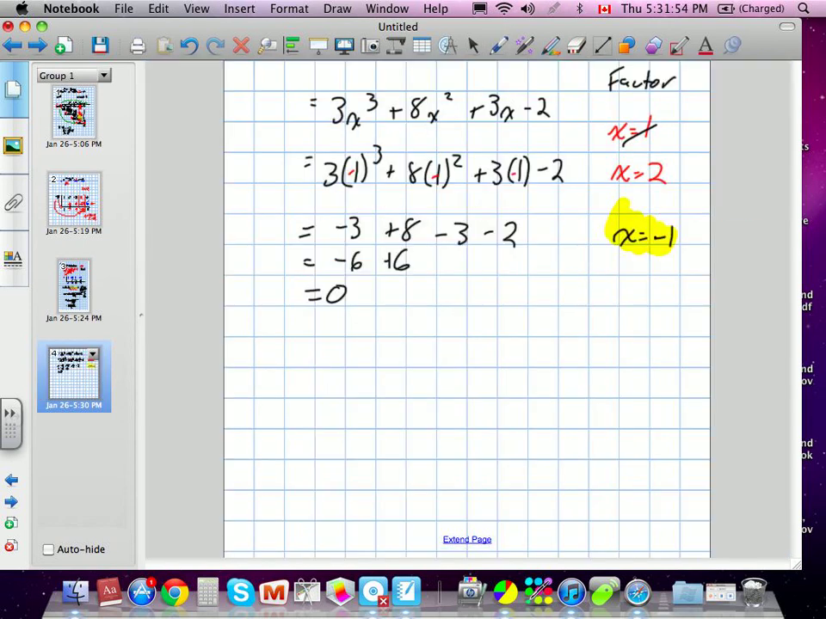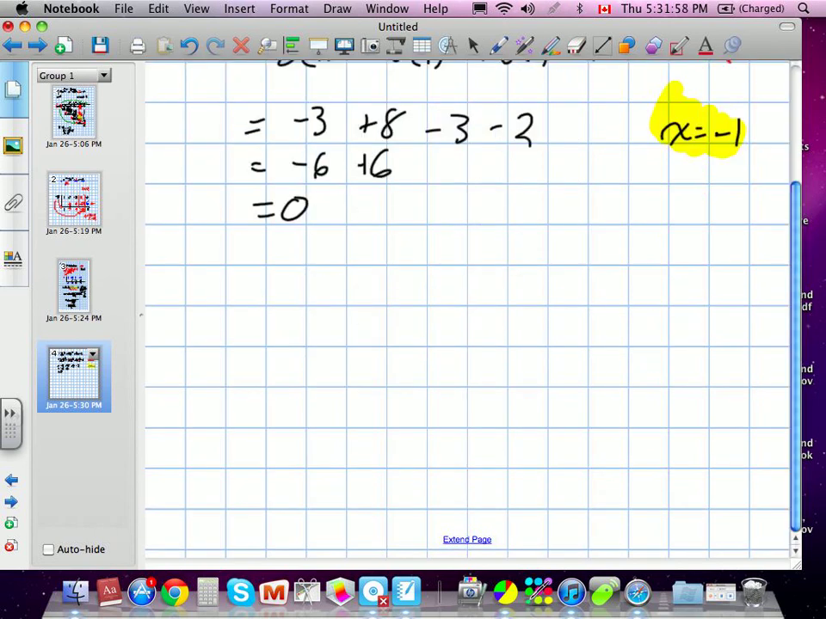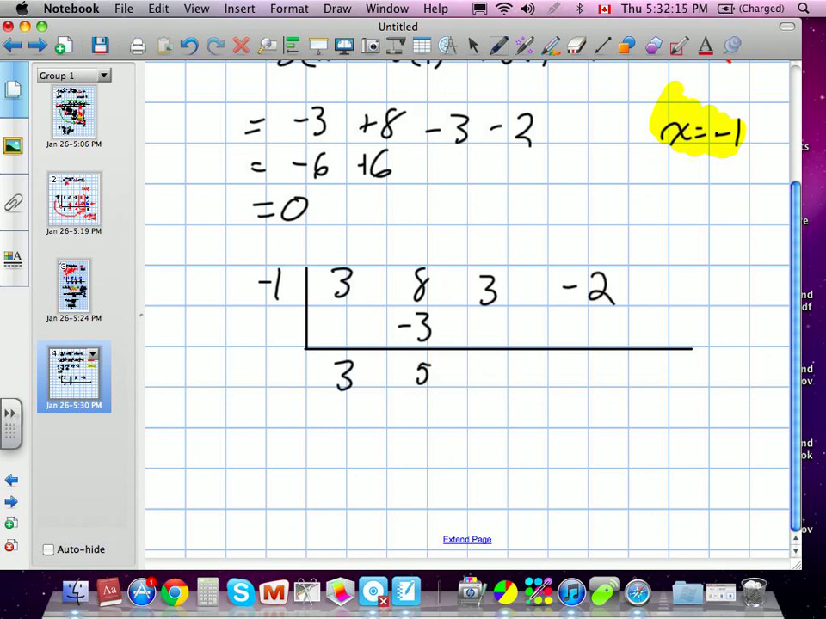So x is -1. Our coefficients were 3, 8, 3, and -2. Okay? So we bring the 3 down. -1 times 3 is -3. 5, -5, 2, 2, 0. Beautiful. Okay. So we've got our first set right now.